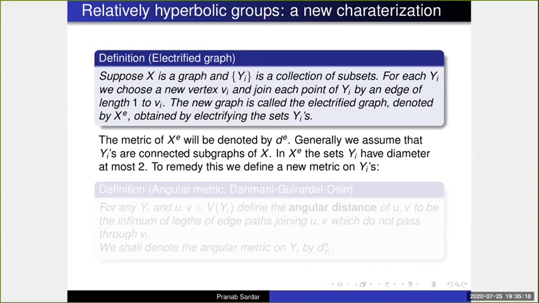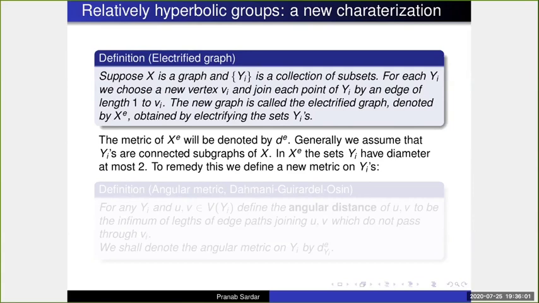So this is called the electrified graph, because in the new graph, each Yi has diameter at most 2. Yi's are a priori infinite subgraphs, but in the new graph they have diameter 2. That's why we are calling it the electrified graph. I'll denote this new graph by X^e, for electrified, and the metric by d^e. So now the point is that I had an infinite graph, and I have collapsed a lot of things. These Yi's were infinite diameter sets, and I made them into finite diameter things.